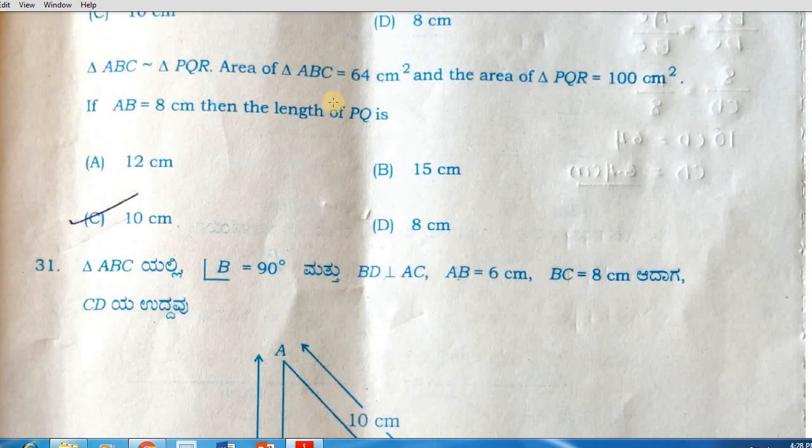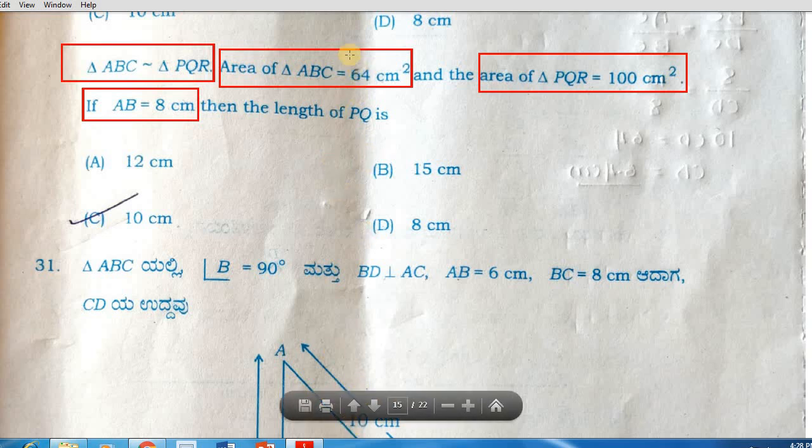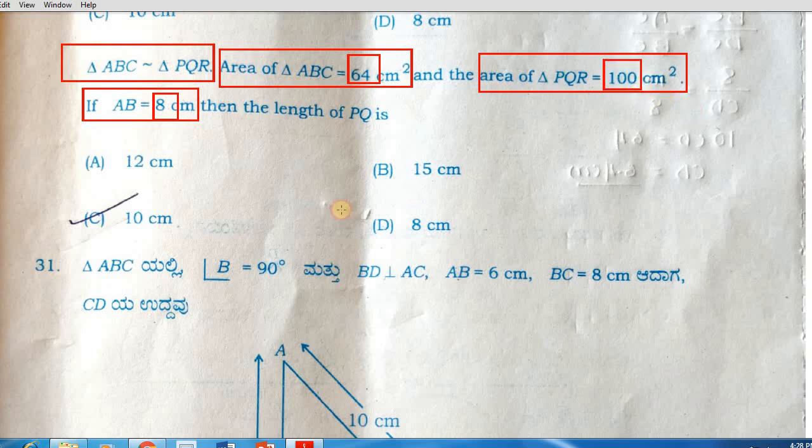Question number 30, children. In triangles ABC and PQR, the area of ABC is 64 centimeter square and the area of triangle PQR is 100 centimeter square. If AB equals 8 centimeter, then the length of PQ. So I said on this definitely a problem will be there. See here, areas of triangles are given, and they are asking to find the length of corresponding sides. I clearly said whenever area is given, if they ask corresponding sides, find the root of the given values. That's what they did here. See, root of 64, they got 8. Now what you wanted to do, find the root of 100. That you will get 10. So option C is right.